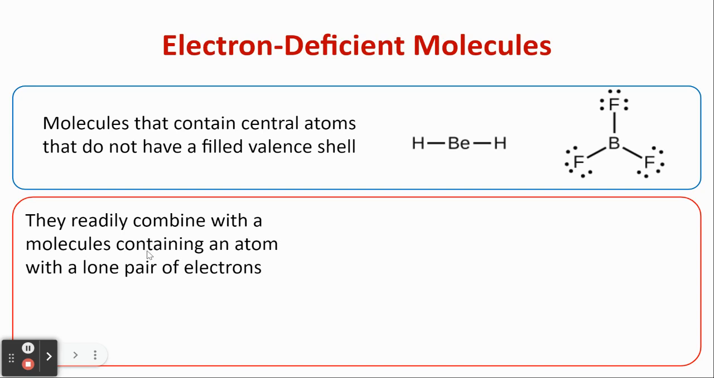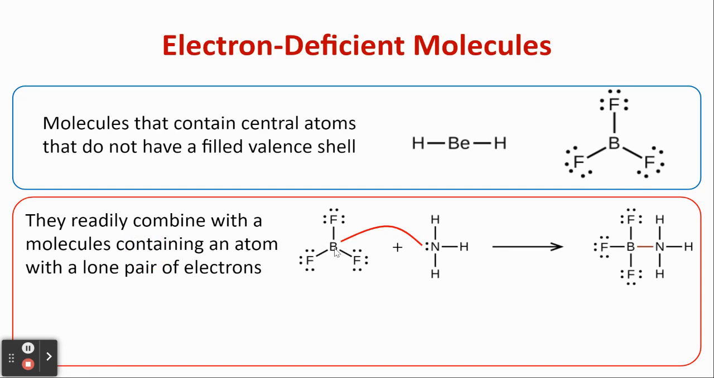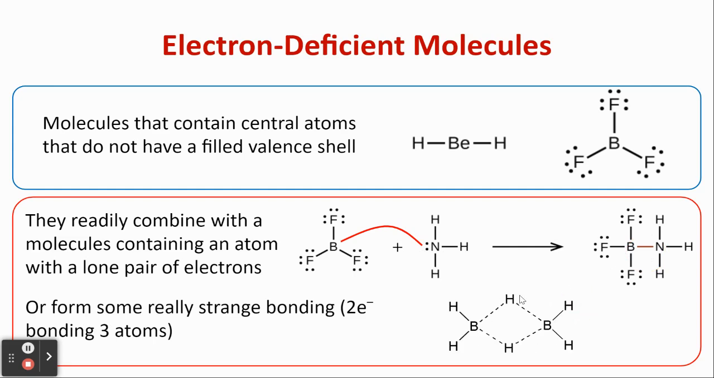Oftentimes, they're going to combine with other molecules containing lone pairs of electrons. As an example, if we have BF3, because boron is an electron deficient molecule, it often bonds with a molecule of ammonia to make a more stable structure. Or sometimes they even form kind of strange looking molecules. We're not really going to get into these 2 examples, but we should know that beryllium is an electron deficient atom, and boron is also an electron deficient atom.